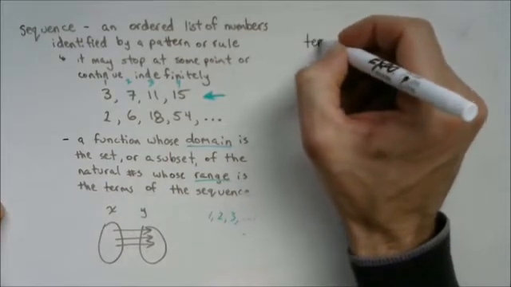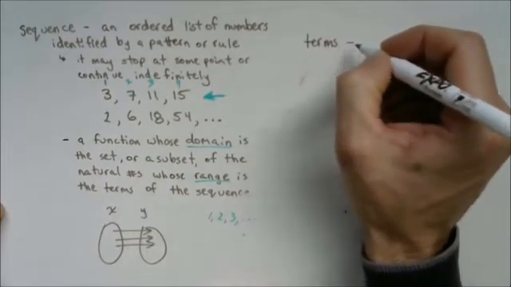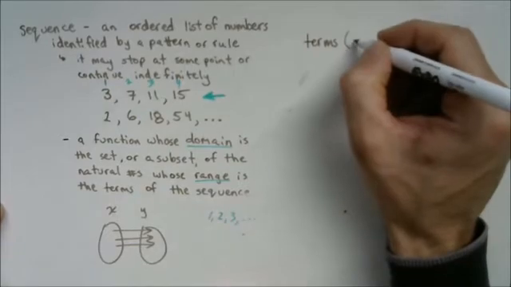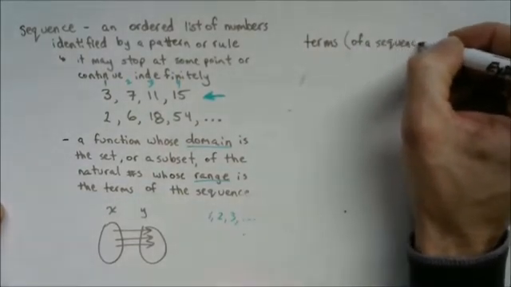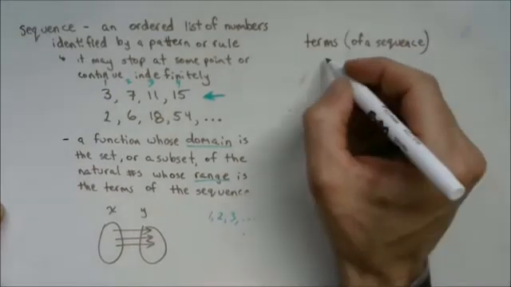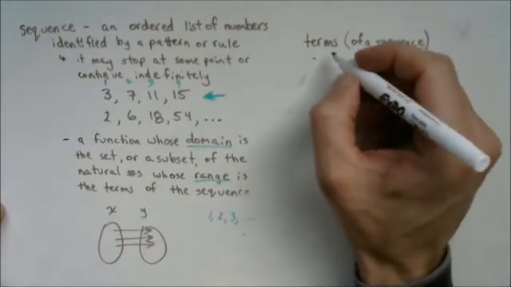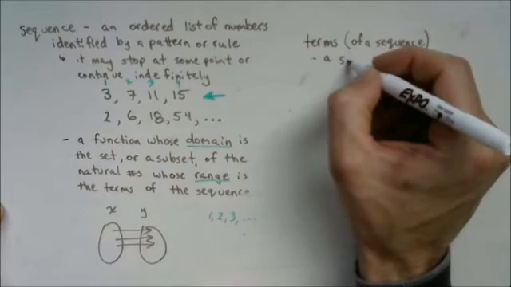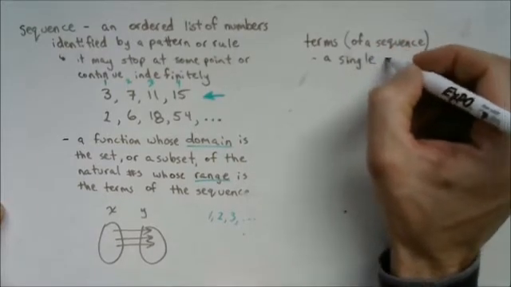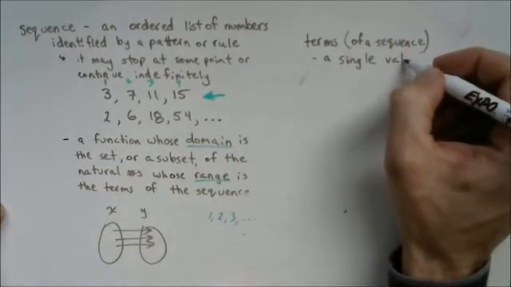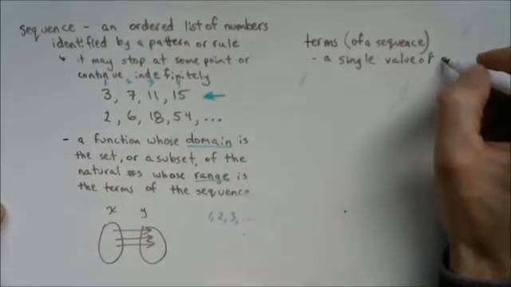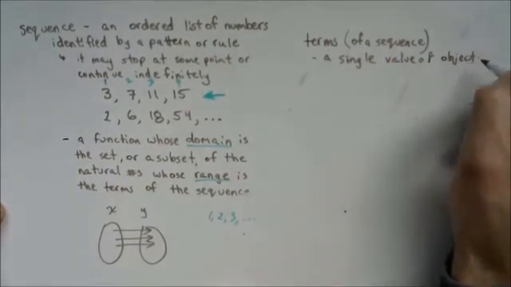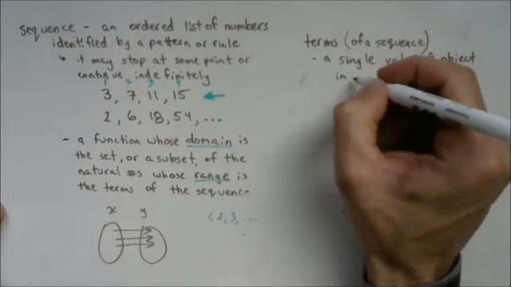The next word that we need is terms. And we should indicate that those are terms of a sequence, not, for instance, terms of a polynomial. Terms of a sequence. Well, a term is a single value or object in a sequence.